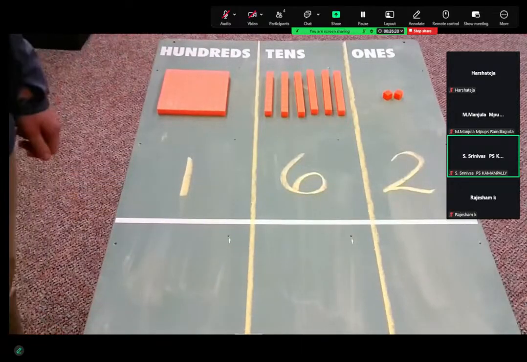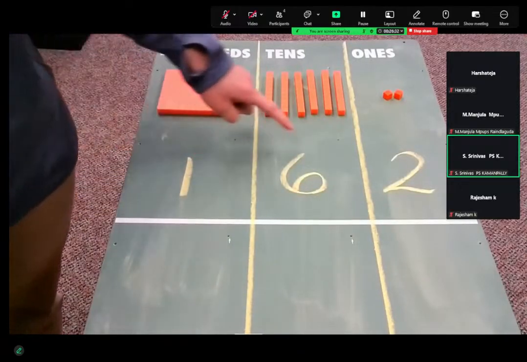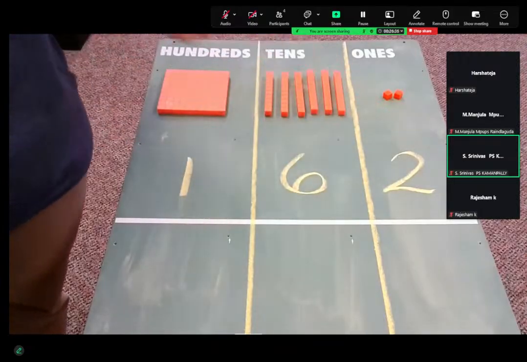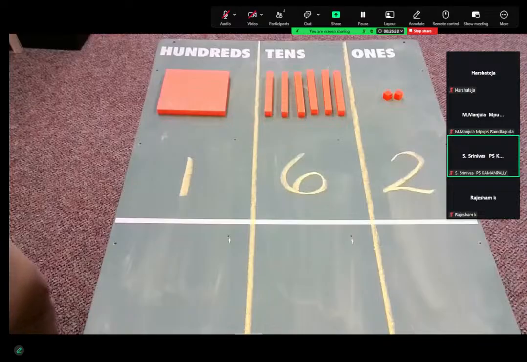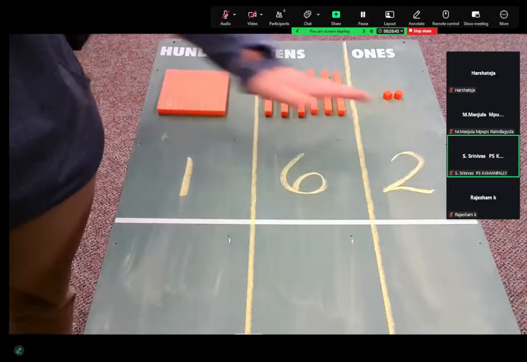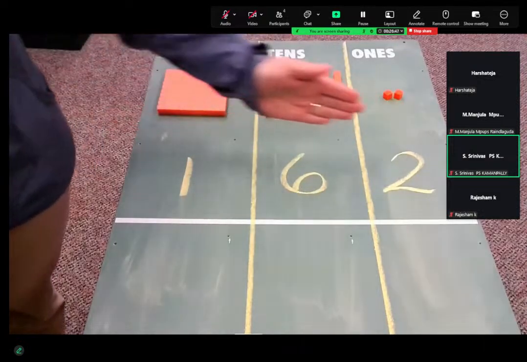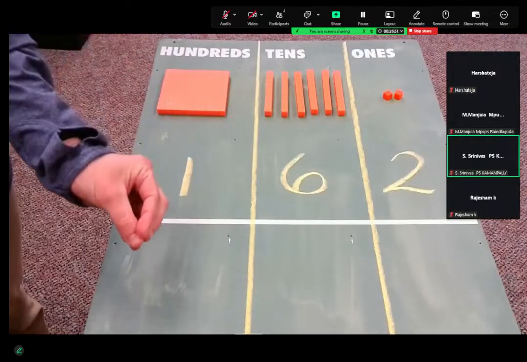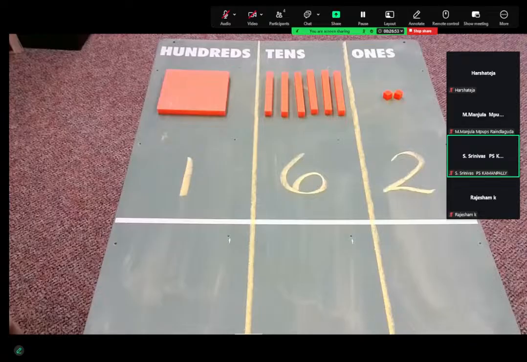So now for some of my friends that are out there, they might already know how to say this number. We would say 162. However, we want to talk about the value of each number. We want to take it a step further to move it from a standard form, just the regular way to see a number just in digits. We are going to move forward and talk about the value.